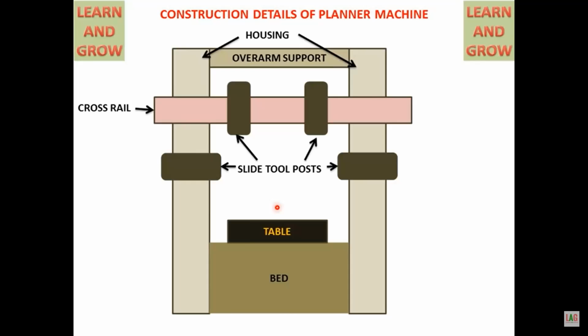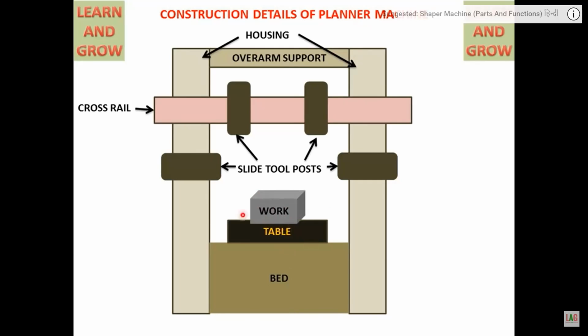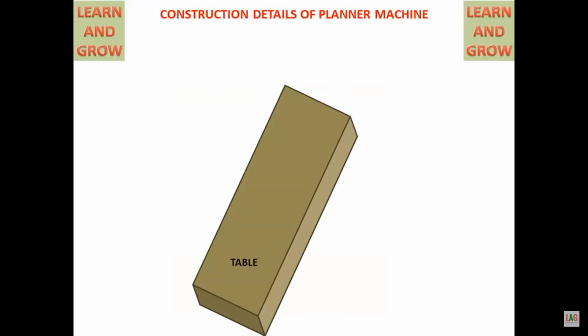Okay, so this is the front view of the construction details of a planar machine. If we can see the side view, we can understand better. On the top of this table, as I said, a work is being supported. That is the work that is being supported over there. Now we will see the side view.